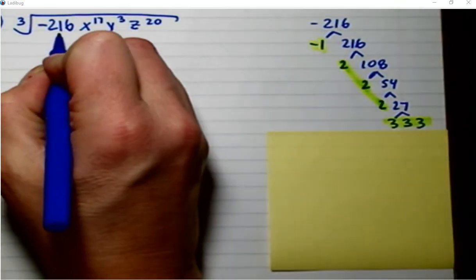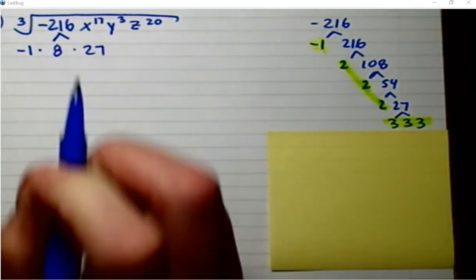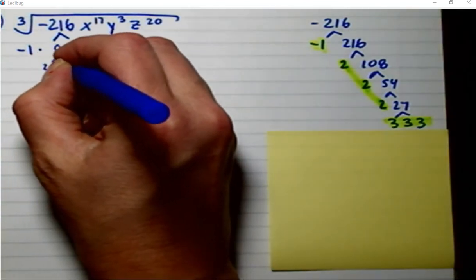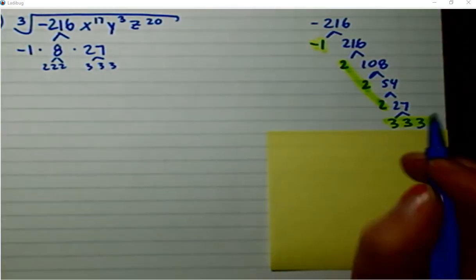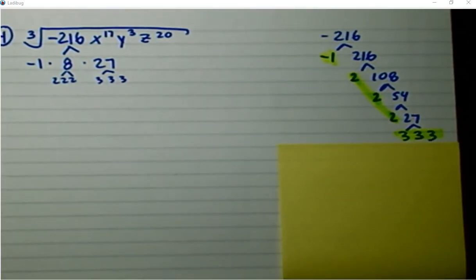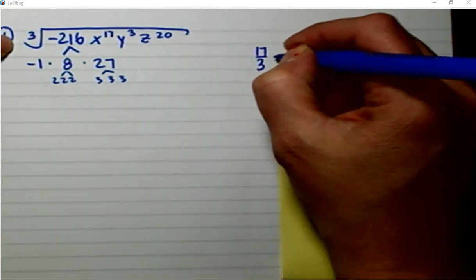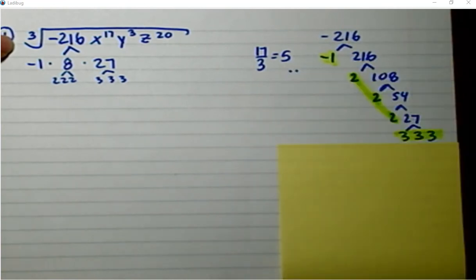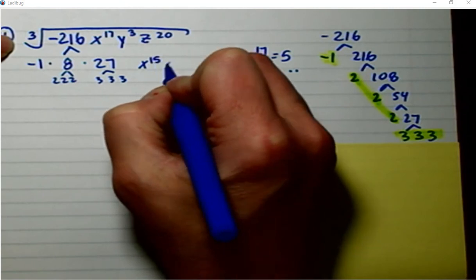So right here, I'm going to write this as negative 1 times 8 times 27, because those are my groups of 3. Because 8 is 2, 2, 2, and 27 is 3, 3, 3 from my factor tree. So I know those are perfect cubes. Then I look at 17 over 3, and that's 5, with 2 left over. All right, so this is x to the 15, and then x squared.